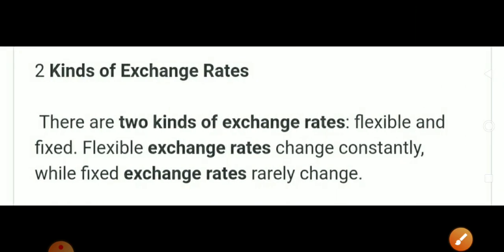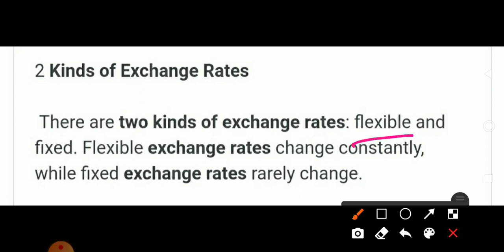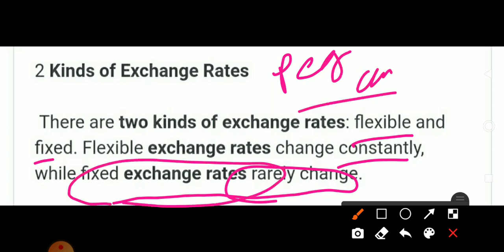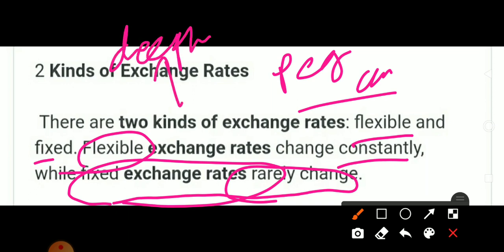Next, we will discuss the two basic kinds of exchange rates. This is all about the basic knowledge about exchange rates. In the upcoming video, we are going to discuss two kinds of exchange rates, flexible and fixed. Flexible exchange rates change constantly. Fixed exchange rates rarely change. In a currency peg, the fixed exchange rate is applicable, but normally floating or flexible exchange rates change constantly with respect to the market and so on. We are going to discuss all those things deeply with examples. There are more interesting terms.